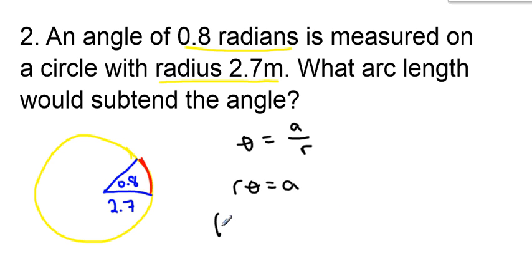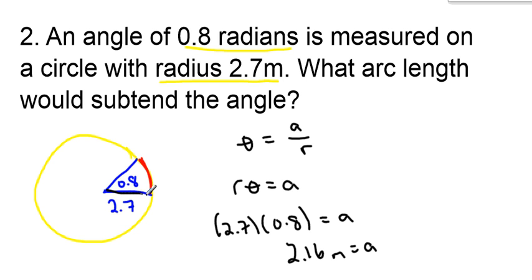So if I rearrange it, now I have a formula that will help me calculate arc length. So the radius is 2.7. The angle in radians is 0.8. And so a quick calculation will tell me that the arc length is not even as big as the radius. It's 2.16, and it would be in meters, because that's the measurement used for the radius. So this arc length is 2.16.